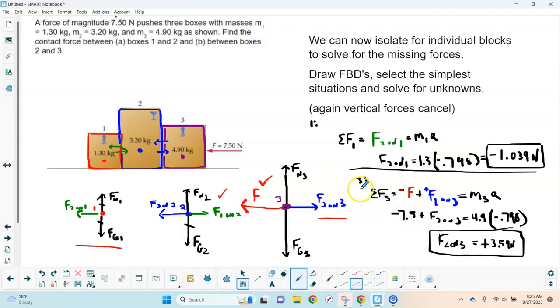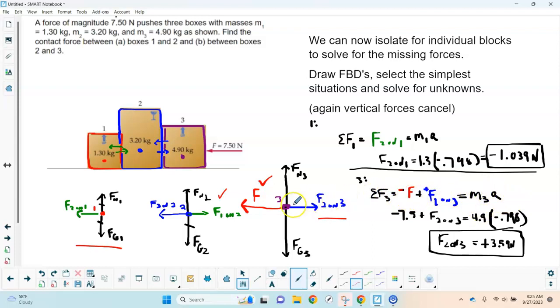In case I mess this number up, this should still work. So for situation 3 or box 3, the net force on 3 is equal to negative F, because that force is going to the left, so that's why it's negative, plus a positive F2 on 3. And this whole system, boxes 1, 2, and 3, all accelerate to the left. So that means that this force F is bigger than the force of 2 on 3.